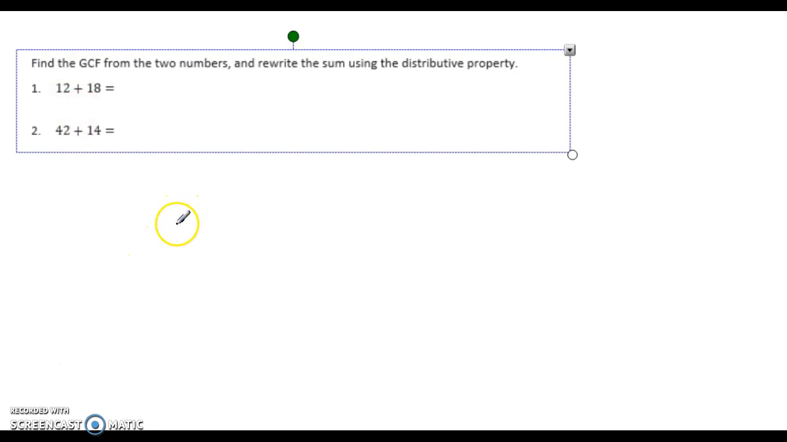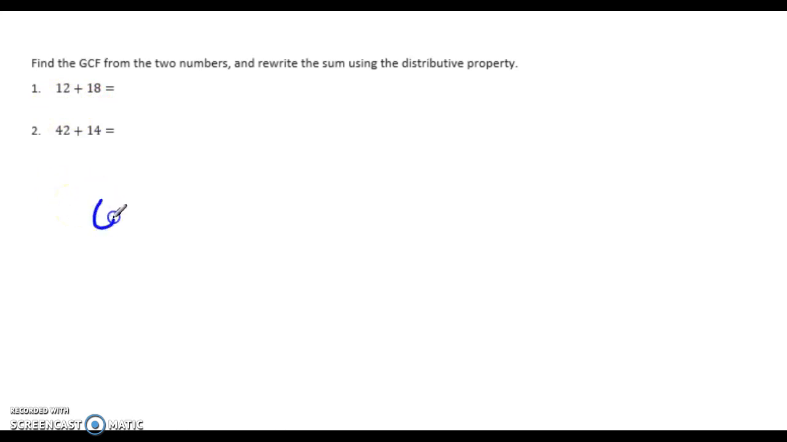Okay, so the last thing we're going to do is we are going to factor out the greatest common factor of both of these numbers, 12 and 18, to use the distributive property. So what is a common factor of 12 and 18? So the greatest common factor of 12 and 18 would be 6. So I'm going to say 12 divided by 6 is 2, and then 18 divided by 6 is 3. So I can factor out this number 6, and I'll get the same answer.